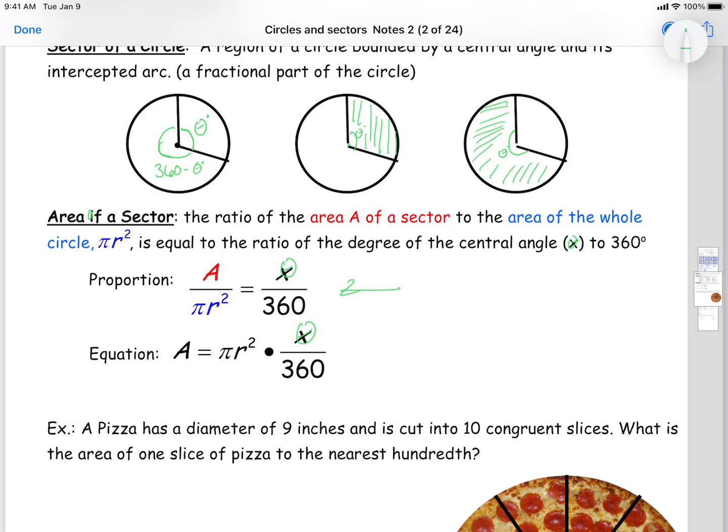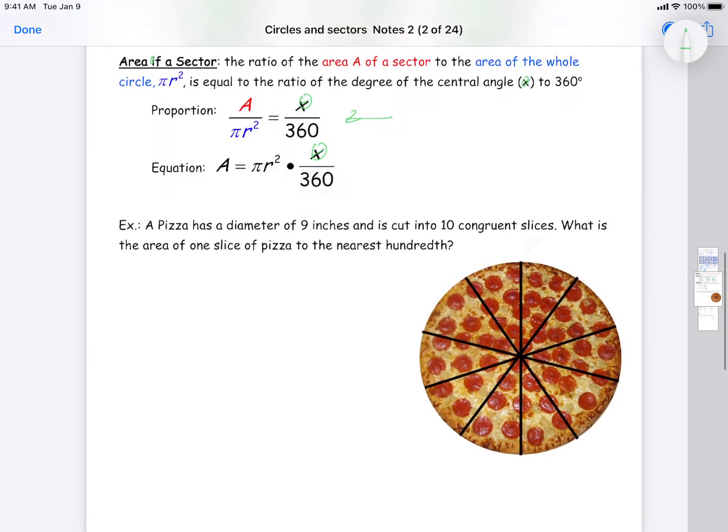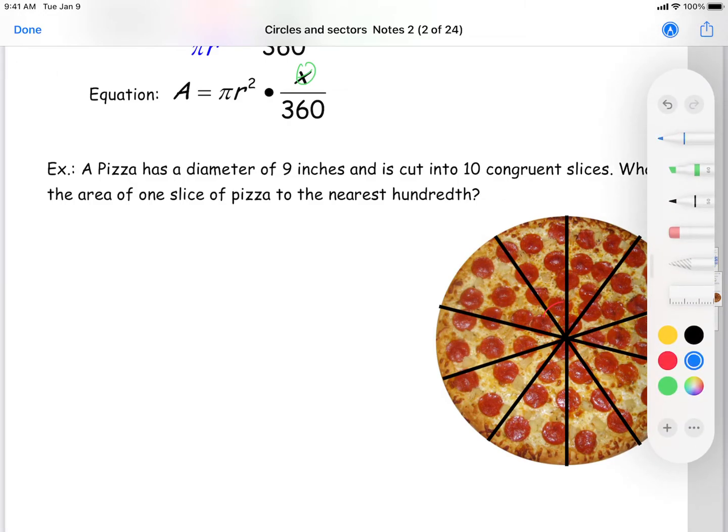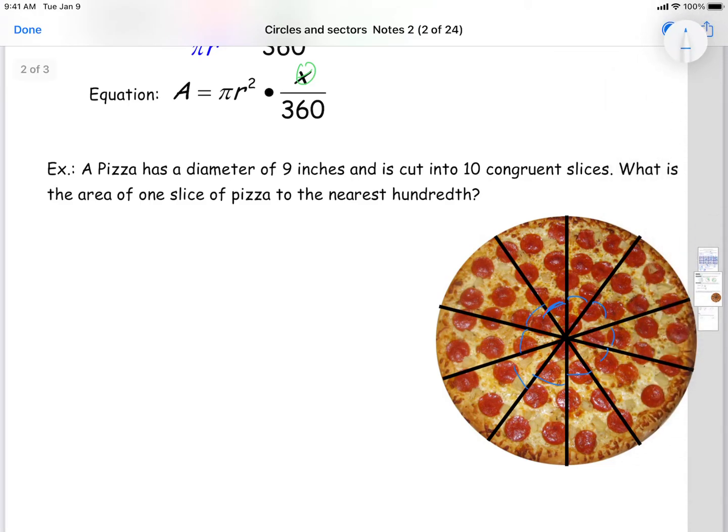All right, here's an example. A pizza has a diameter of 9 inches and is cut into 10 congruent slices. That means, as I draw on pepperoni, which just happens to be red, let's use blue, that this angle, this angle, and every one of these angles are all congruent. What is the area of one slice of pizza to the nearest hundredth? Remember that this pizza has a diameter of 9 inches.